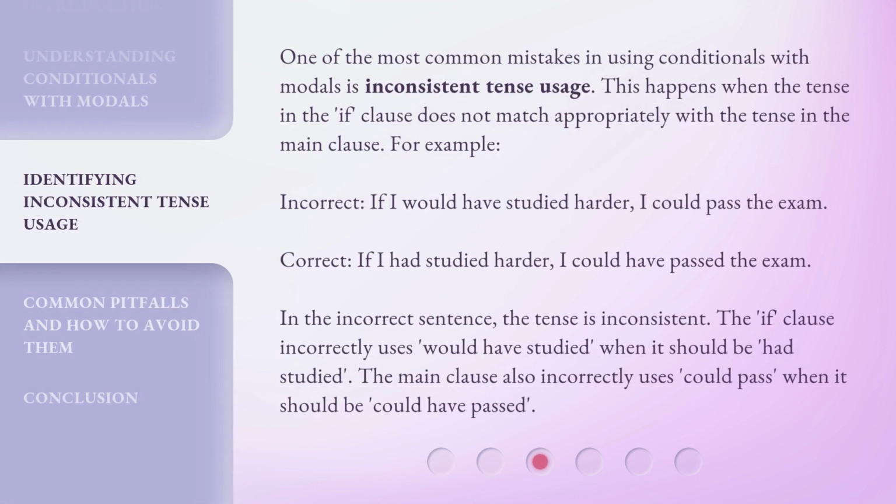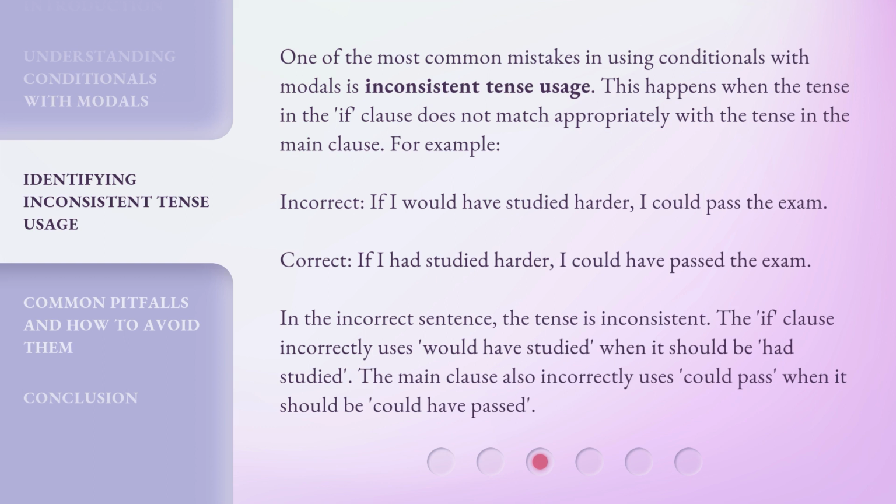One of the most common mistakes in using conditionals with modals is inconsistent tense usage. This happens when the tense in the if clause does not match appropriately with the tense in the main clause. For example, incorrect: If I would have studied harder, I could pass the exam. Correct: If I had studied harder, I could have passed the exam.